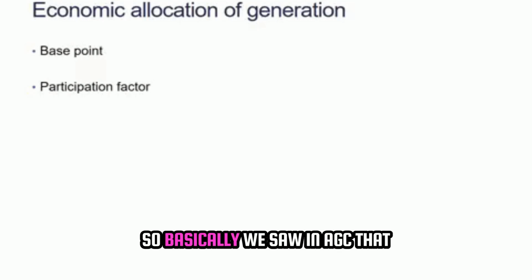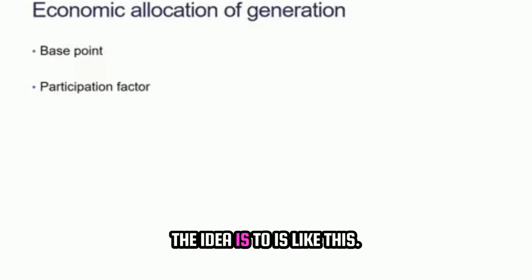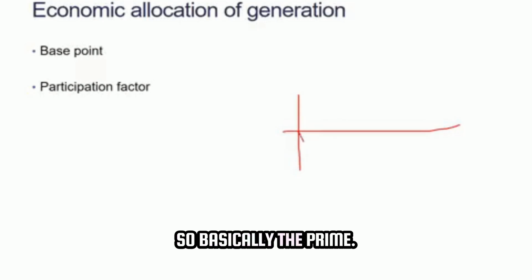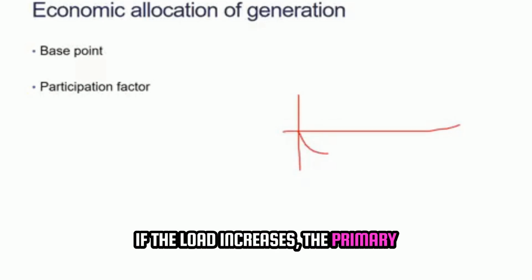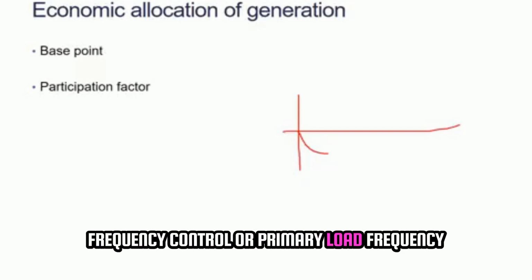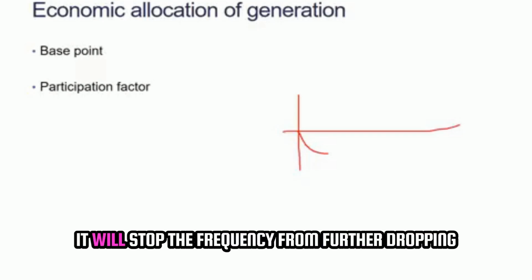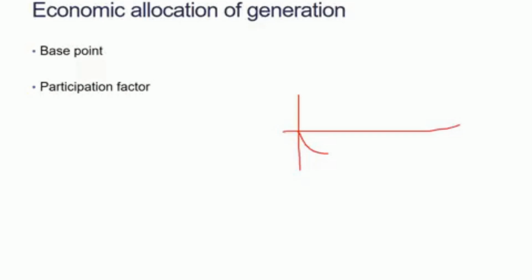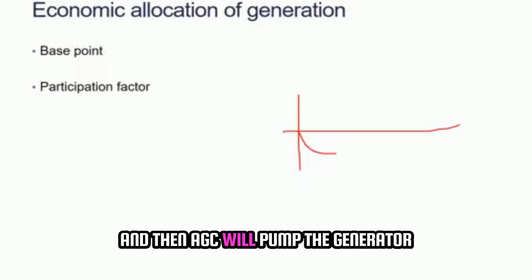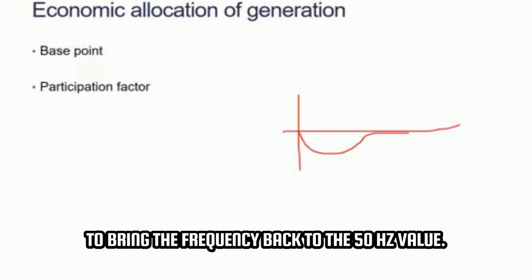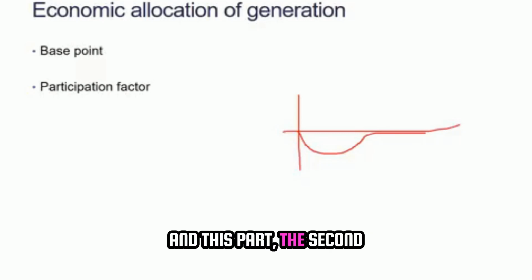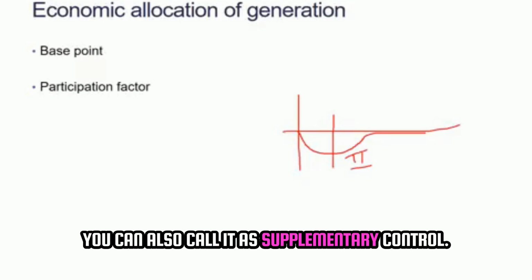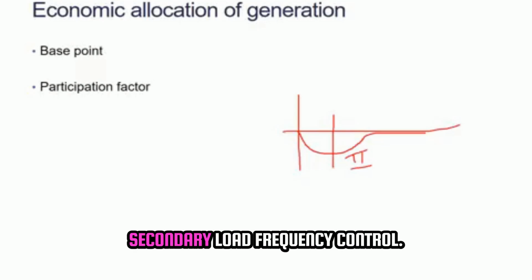Okay, good. So basically we saw in AGC that the idea is like this. If the load increases, the primary frequency control or primary load frequency control will stabilize the frequency. It will stop the frequency from further dropping, and then AGC will pump the generator to bring the frequency back to the 50 hertz value. And this second part is actually the AGC. You can also call it supplementary control, or secondary load frequency control.